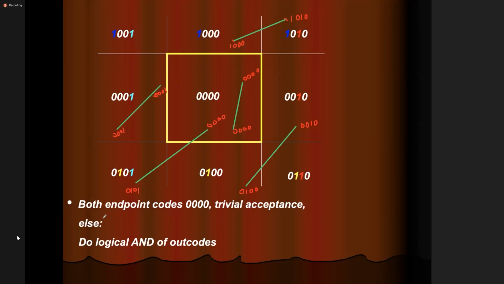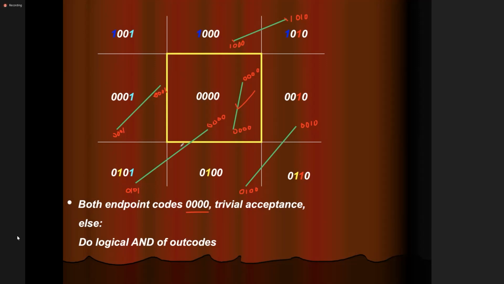Now we are telling algorithm rule 1. Rule 1 of the algorithm is if both endpoints are within the 0, 0, 0, 0, we take that particular line as a line which is inside the window. That is this one. If both endpoint codes are 0, 0, 0, 0, we take that into trivial acceptance and that line will be accepted and taken in.